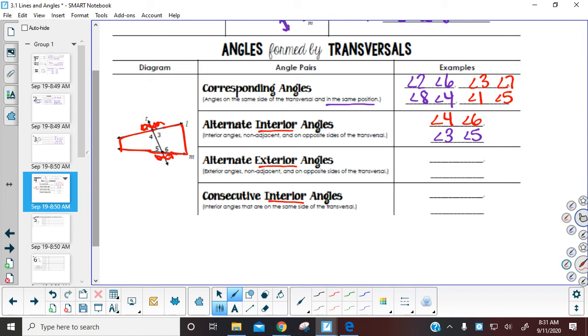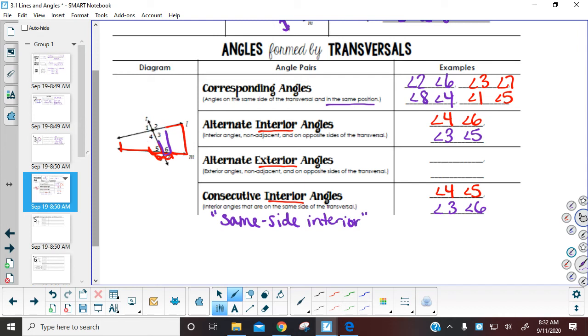on the same side of the transversal. So these are both on the left-hand side. This would be angle 4 and angle 5. And then angle 3 and 6 are on the right-hand side. Those would be considered consecutive interior. Some books and some documents refer to these as same-side interior. So if you see same-side interior, that is synonymous with consecutive interior.